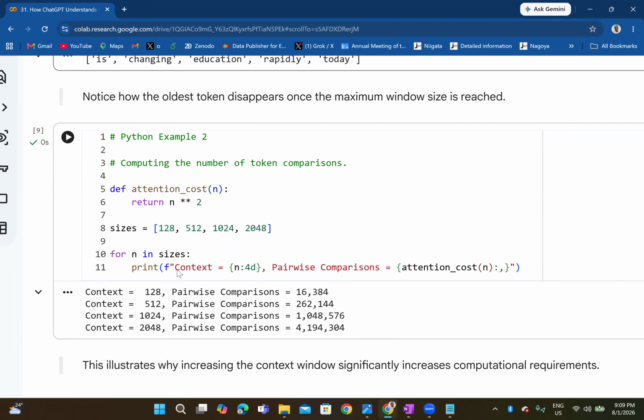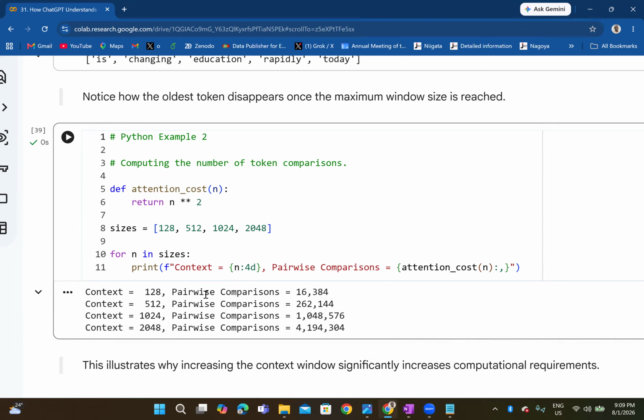So for n in sizes, if the context window is 128, pairwise comparisons will be 128 squared, which is 16,384. If it is 512, you get 262,144. If it is 1,024, you have 1,048,576. If it is 2,048, you have 4,194,304. This illustrates why increasing the context window significantly increases computational requirements.